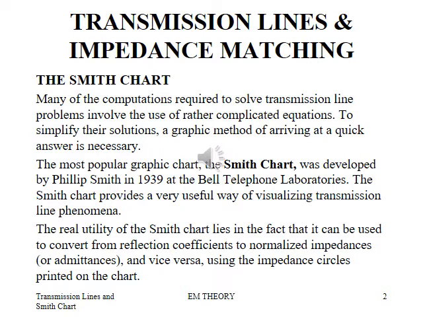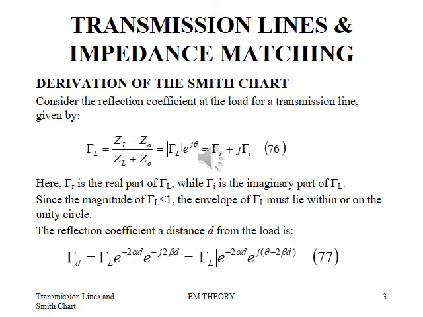The real utility of the Smith chart lies in the fact that it can be used to convert from reflection coefficients to normalized impedances or admittances and vice versa, using the impedance circles printed on the chart. We'll now go ahead and derive this very important tool.